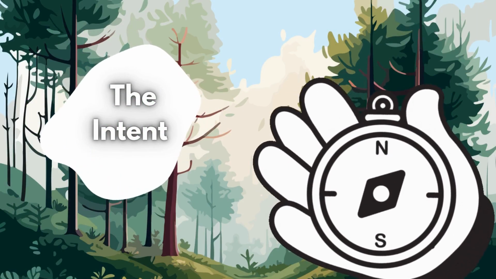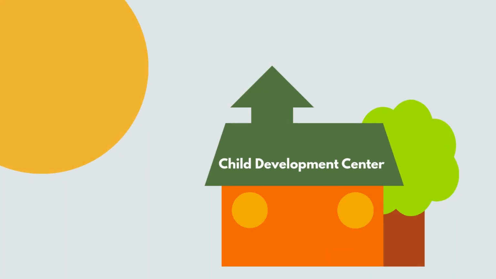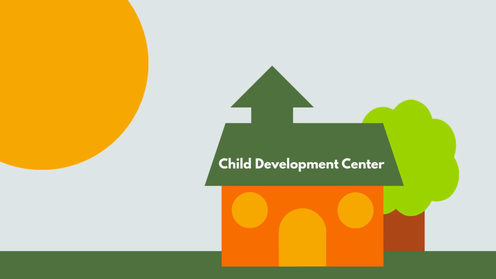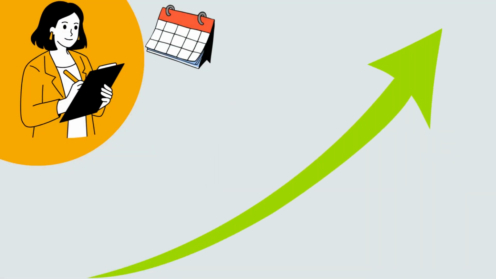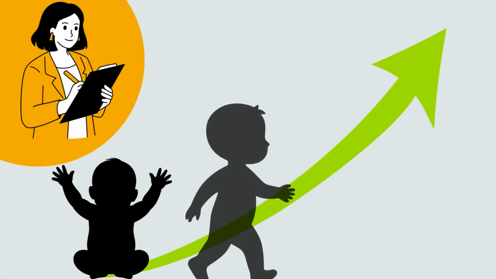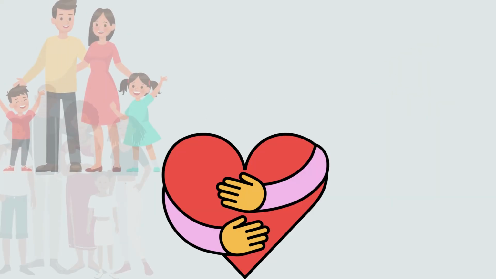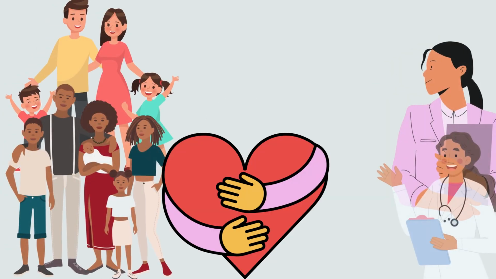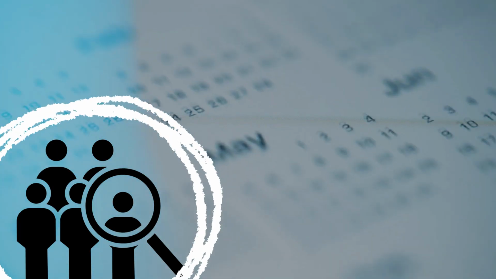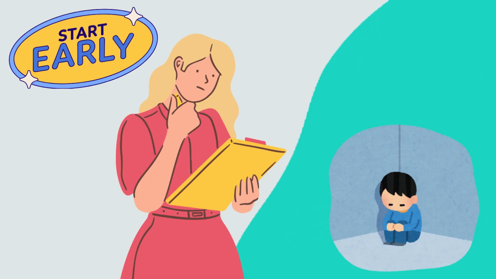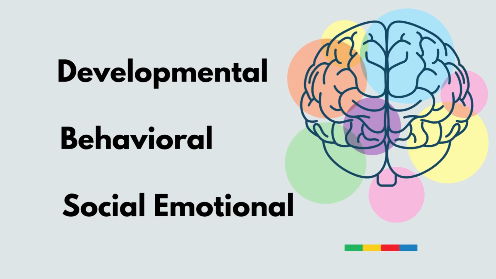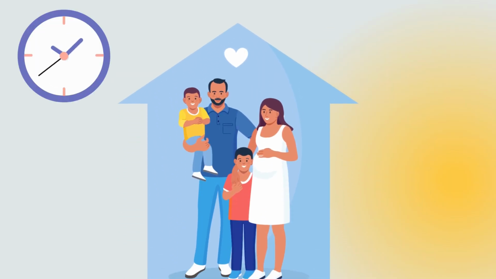What's the intent? Early childhood programs should conduct regular developmental screening because it is a proactive way to support each child's growth, identify potential concerns early, and connect families to appropriate resources. Regular developmental screening can support early identification of delays or concerns. Catching potential developmental, behavioral, or social emotional issues early allows for timely intervention when it's most effective.